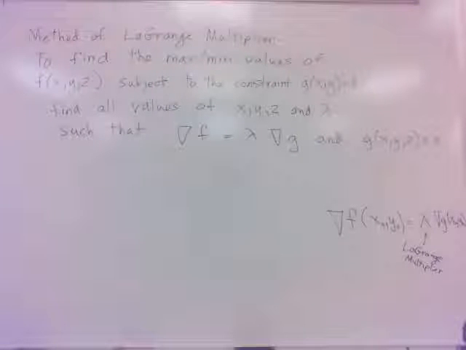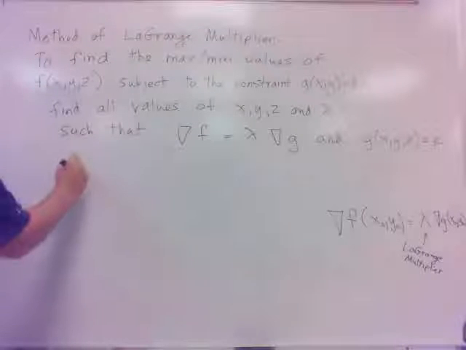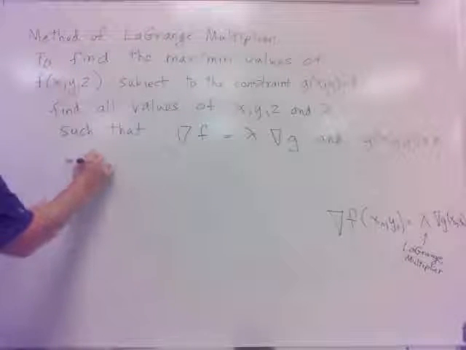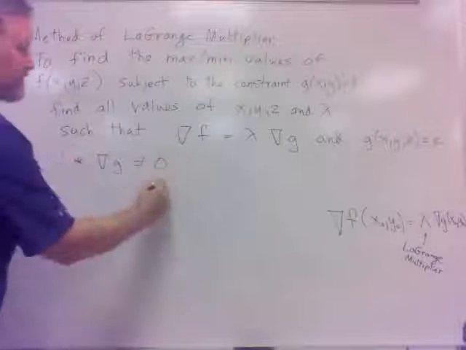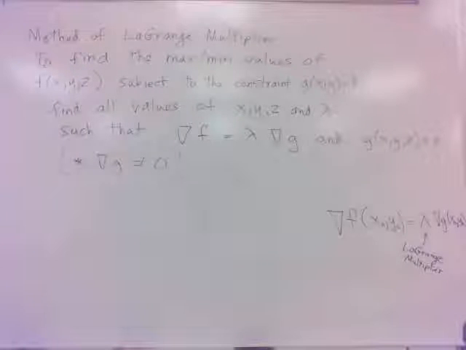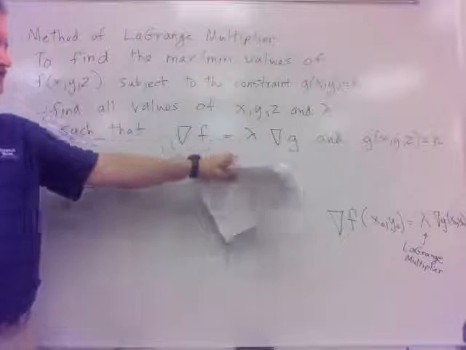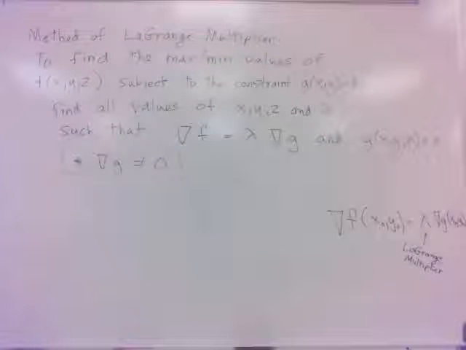There is one note here. For this to work, the gradient of g cannot equal 0. If you've got something where the gradient of g equals a 0 vector, you're going to have a slight problem. Yeah. Right. It would not exist. Okay.